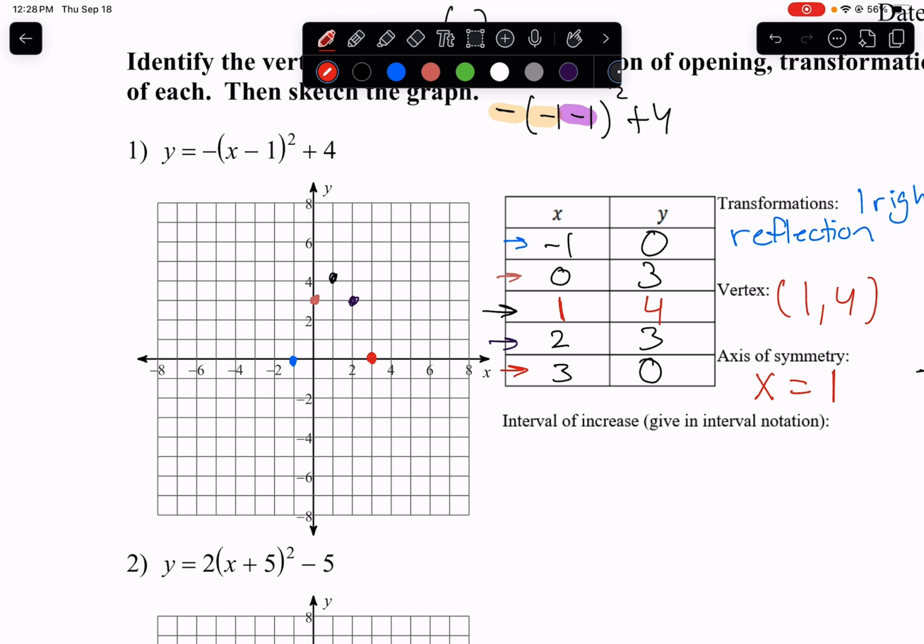Now we're graphing quadratics, graphing parabolas, so they're going to have that U shape. So then you just connect it, give it a nice U shape, and then you're going to draw the arrows in the direction that it's opening. This one's opening down like a frown, so we have to draw the arrows going down.